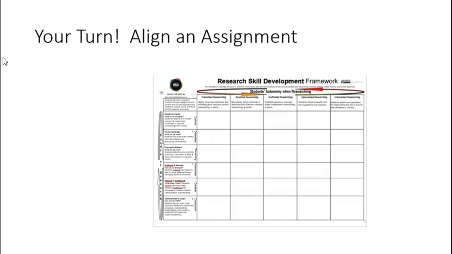Now it's time for you to practice. Pick an assignment that has an assessment to go along with it. Turn your attention to analyzing the assignment. Use the RSD framework to determine which of the facets of research are being addressed and how much autonomy students are given in completing the assessment. You will gain more familiarity with the RSD framework while looking at your assignments in an analytical manner. Have fun!